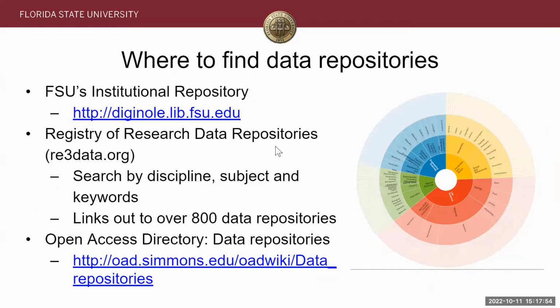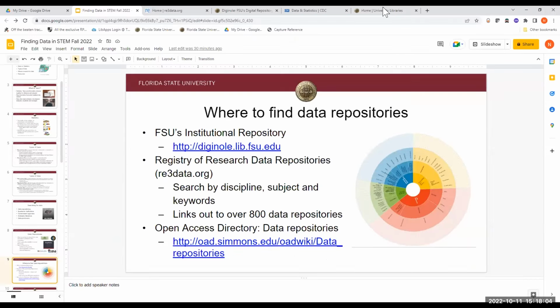All right, so where to find these data repositories? The first one of these is FSU's institutional repository called DigiNole. To find that, you can use this link right here. It's at diginole.lib.fsu.edu. And this link will be in the copy of the slides that you'll get after the presentation.